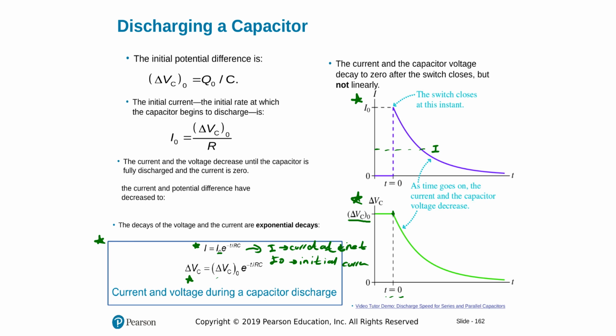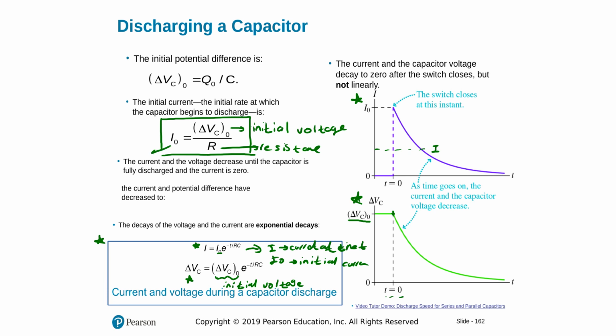So we can use these equations knowing the initial values. This is the initial voltage here, potential difference. We can solve for values at any moment in time. Our Ohm's law still holds. If I'm given the initial potential difference across the capacitor's plates, the initial voltage, and if I know what resistance is in the system, I can solve for the initial current.